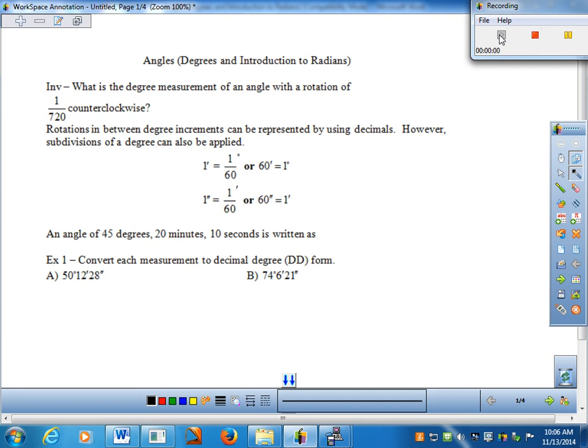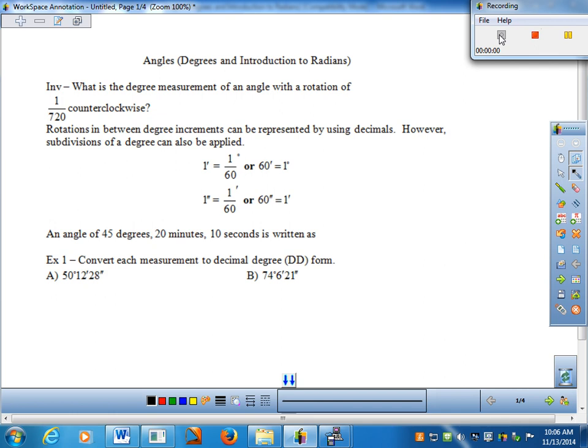Welcome. Today's lesson is entitled Angles, Degrees, and Introduction to Radians. As you can probably tell based on the title, we'll continue our discussion dealing with the degree unit of measuring angles, and then set the stage for a different unit of measuring angles, something called radians.